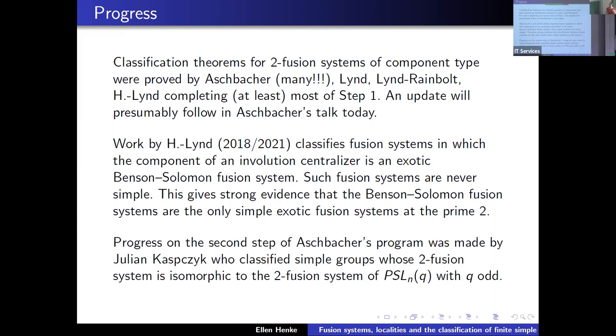Then I also want to mention some progress on the second step of Aschbacher's program, which was made by my former PhD student, Julian Kaspczyk, who is also sitting here. He classified simple groups with 2-fusion systems isomorphic to PSL_2(q), where q is odd. Basically, this gives the characterization of these groups, PSL_2(q), and also of PSU_2(q).